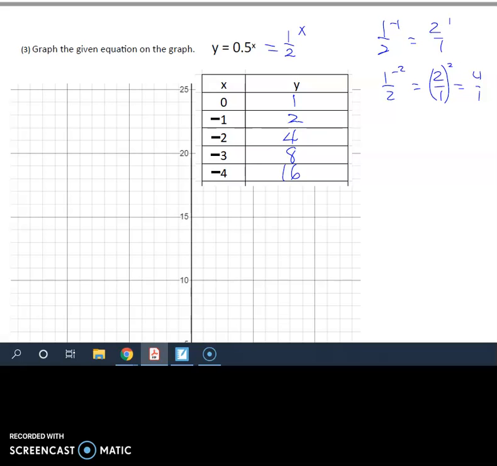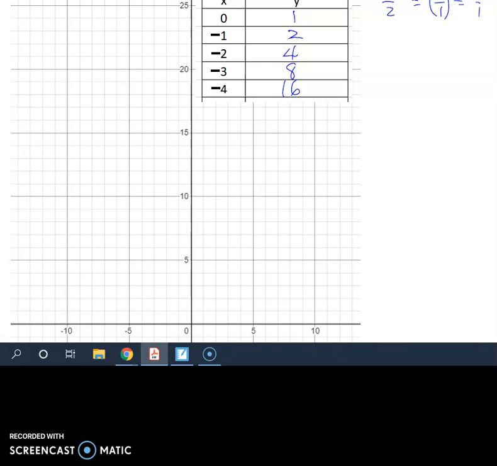So the graph itself actually is at negative 4, we're at 16. Negative 3, we're at 8. Then 4. Then 2. And then 1. And so what happens when I go to the positive side? Going this way, it's doubling, so if I'm going back the other way, each answer is half. So this graph is looking something like this.